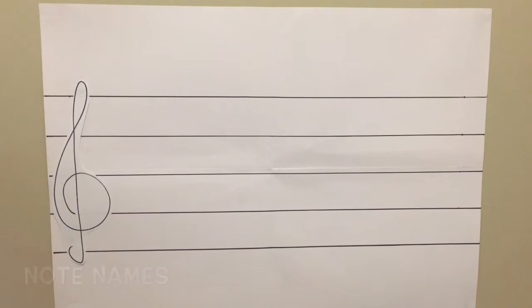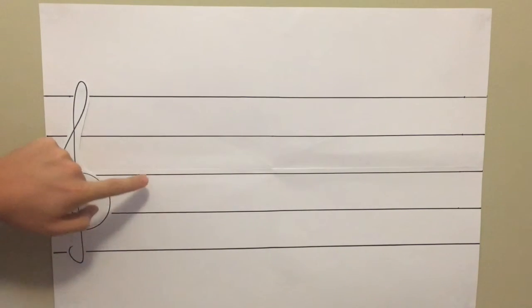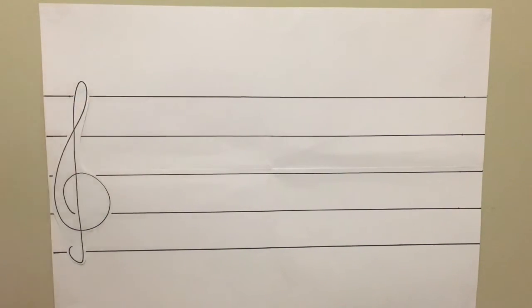The first thing we can see quite easily is that we have 5 lines on a music staff. 1, 2, 3, 4, 5. So for each of those lines there is a note that goes with it. So the rhyme that we use is every good boy deserves fruit.